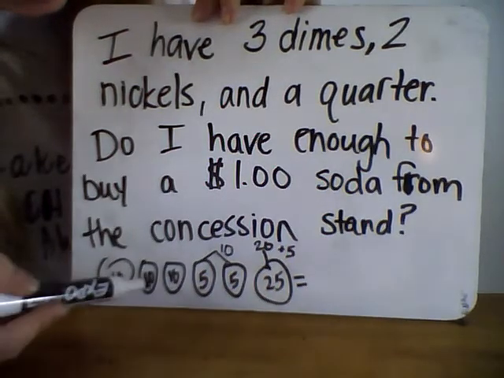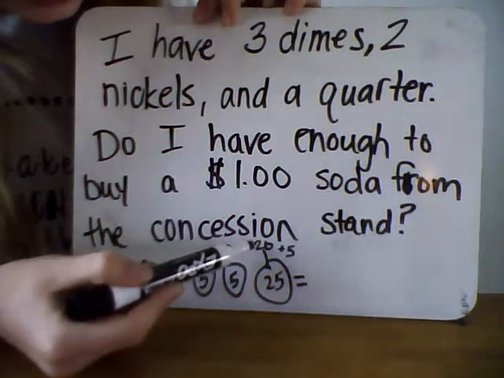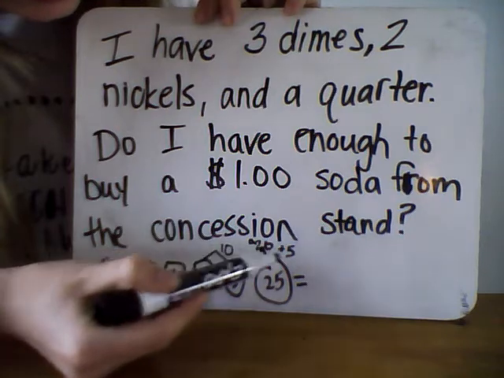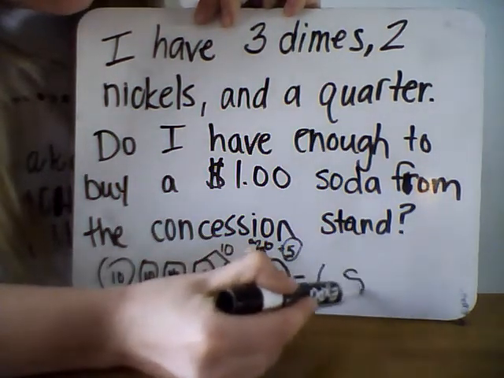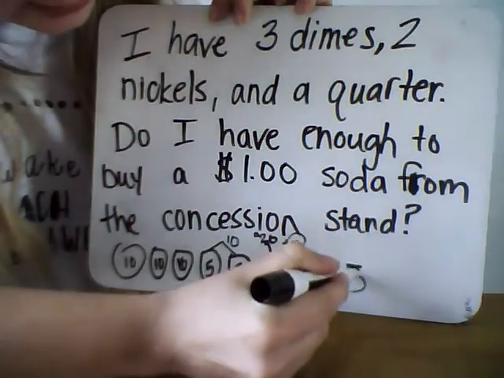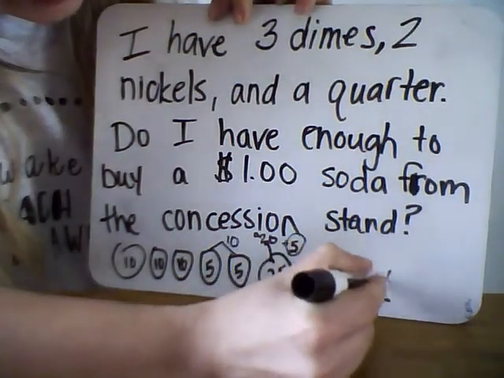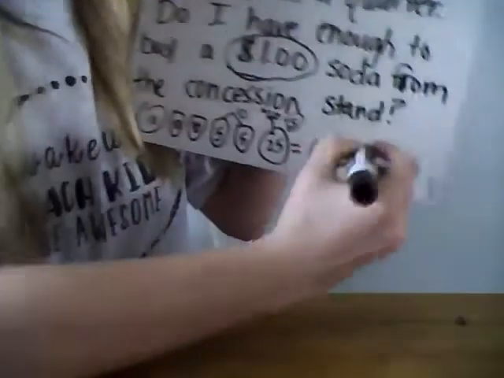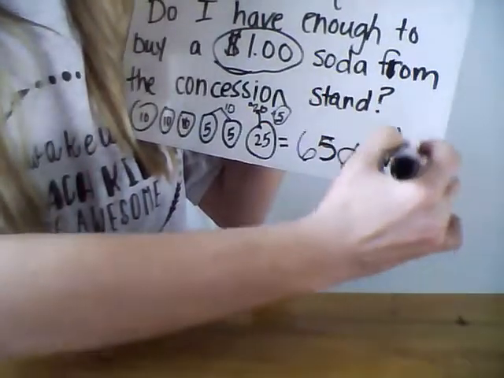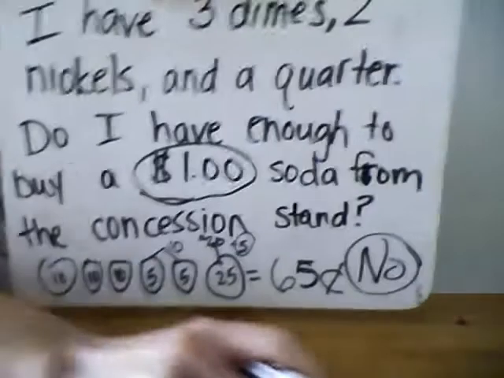So I go 10, 20, 30, 40, 50, 65. That is a really bad 5. I'm sorry. 65 cents. Do I have enough to buy a $1 soda? The answer is no, I do not.